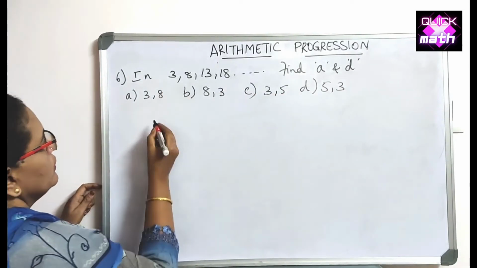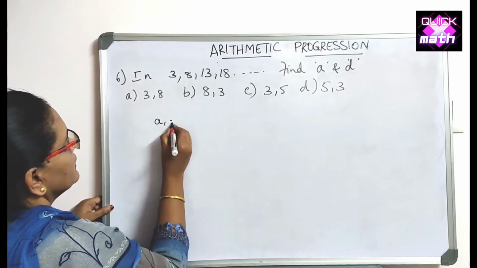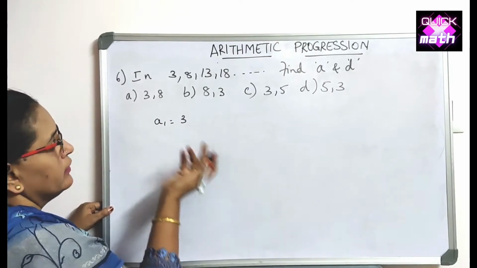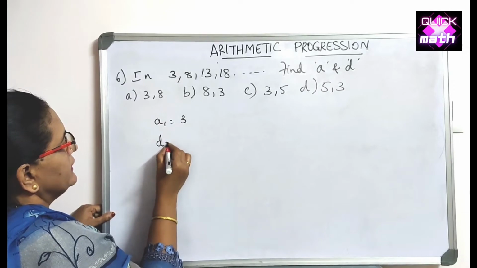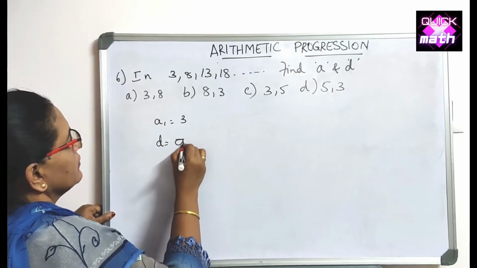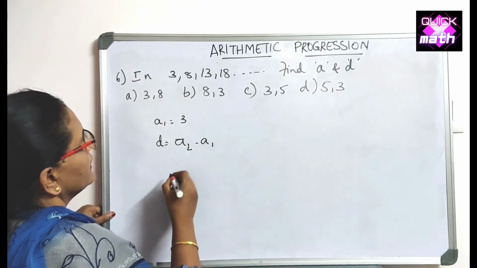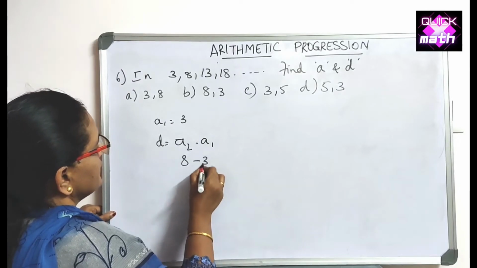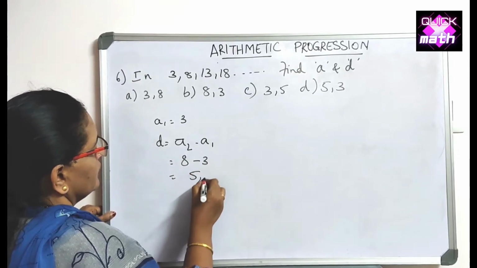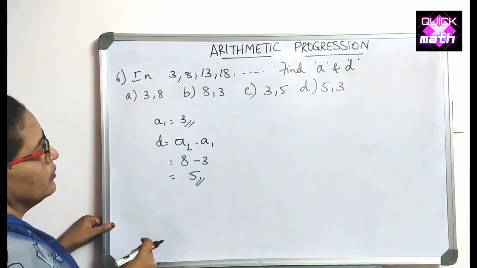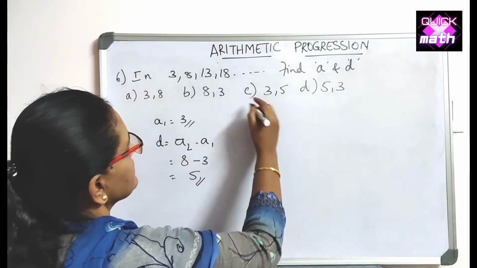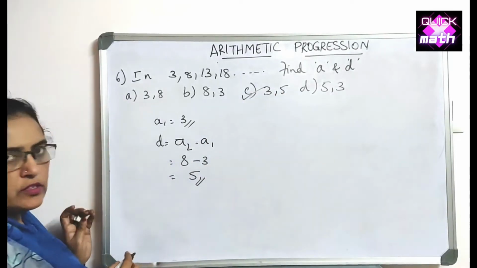As you know, we know the first term, that is A1, that is 3. That is itself our A. We got A. Now we have to get D. What is D? That is A2 minus A1. A2 is 8 minus 3 is what? 5. So 3 and 5 is your correct answer. So the option is C. 3 and 5 is your right answer.